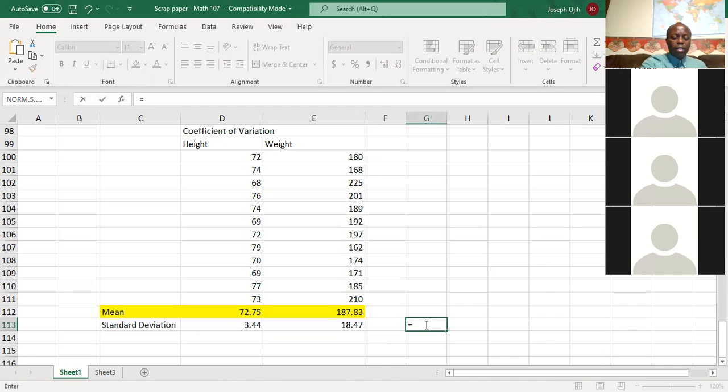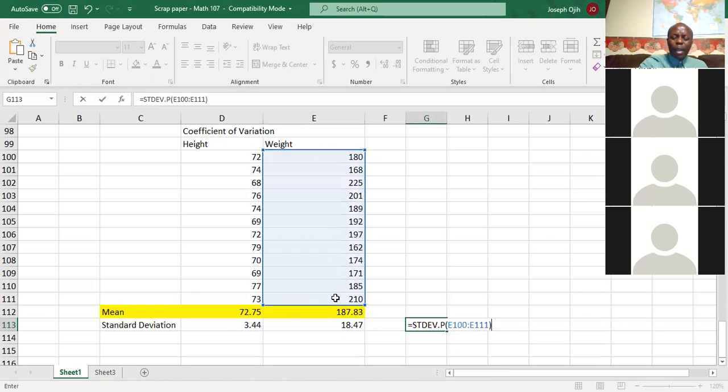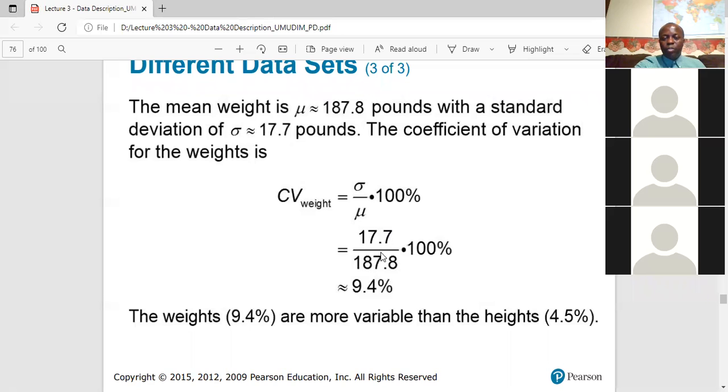See, STDEV.P. Let me use it for population right here. Oh, see, I got 17.7 because they did it for population. I did it for sample here. Theirs is population. That's the only explanation for the difference in standard deviation. So you plug it in: 17.7 over 187.8.